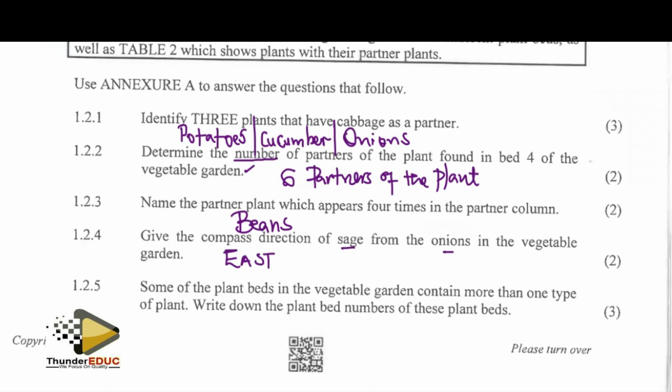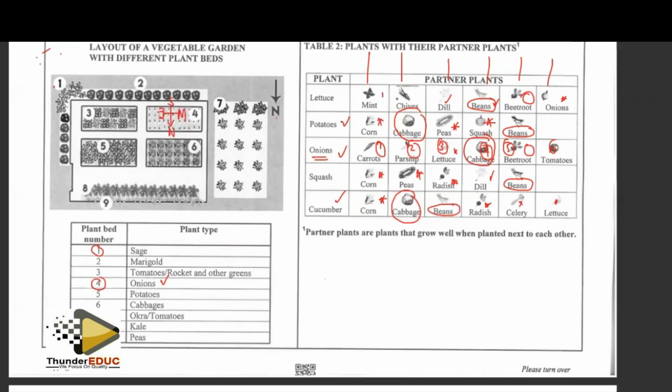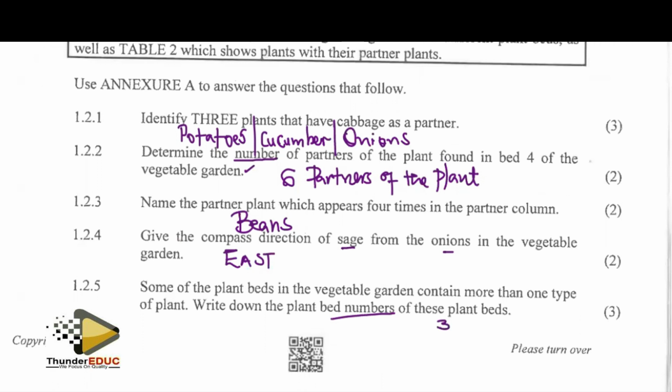1.2.5. Some of the plant beds in the vegetable garden contain more than one type of plant. Write down the bed number of these plants. Let's see the bed numbers. Bed 3 has tomatoes, rockets, and other greens. Then bed 7 has okra and tomatoes. No any other. So we say bed 3 and 7.